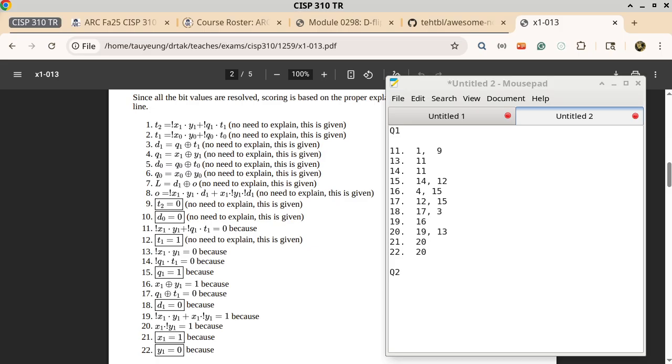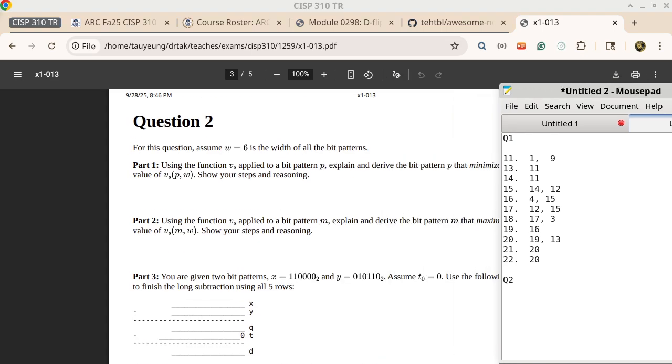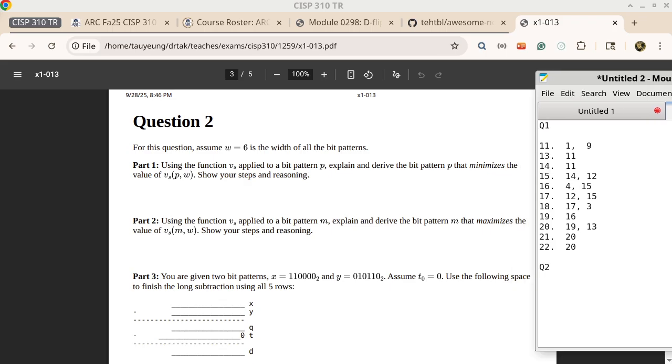All right, so we're moving on to Q2. Q2 and Q3 are basically counterparts of each other. They are asking about the same thing, except they're not exactly the same. So we'll look at Q2 and part 1 first. Part 1 says, use the function vs applied to a bit pattern P. Explain and derive the bit pattern P that minimizes the value of the following expression. Show your steps and reasoning.